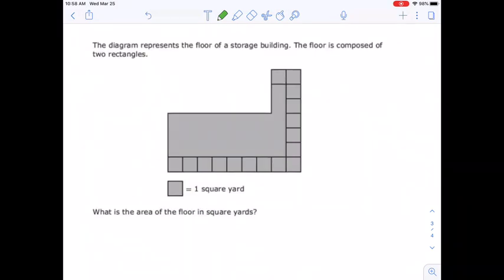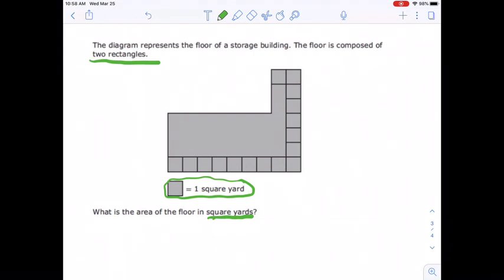Now this one, we're not given the line to break this into 2 rectangles, but it does tell us, look at the problem. The diagram represents the floor of a storage building. The floor is composed of 2 rectangles. What is the area of the floor in square yards? So do we have to use square units in this one? No, we'll label it square yards because we're told every square is 1 square yard.